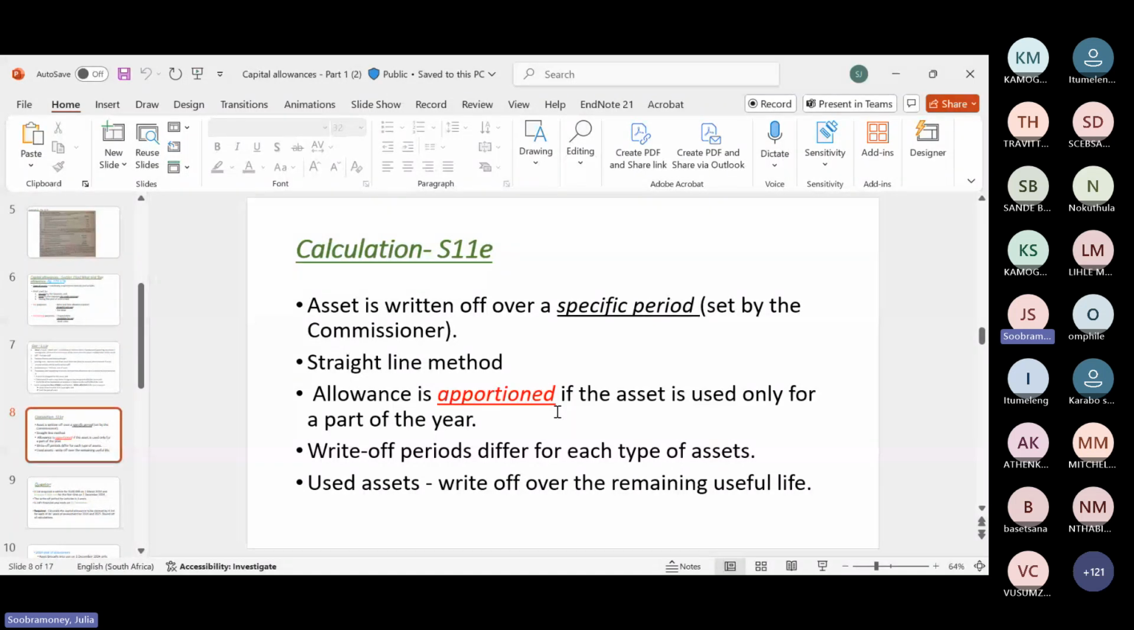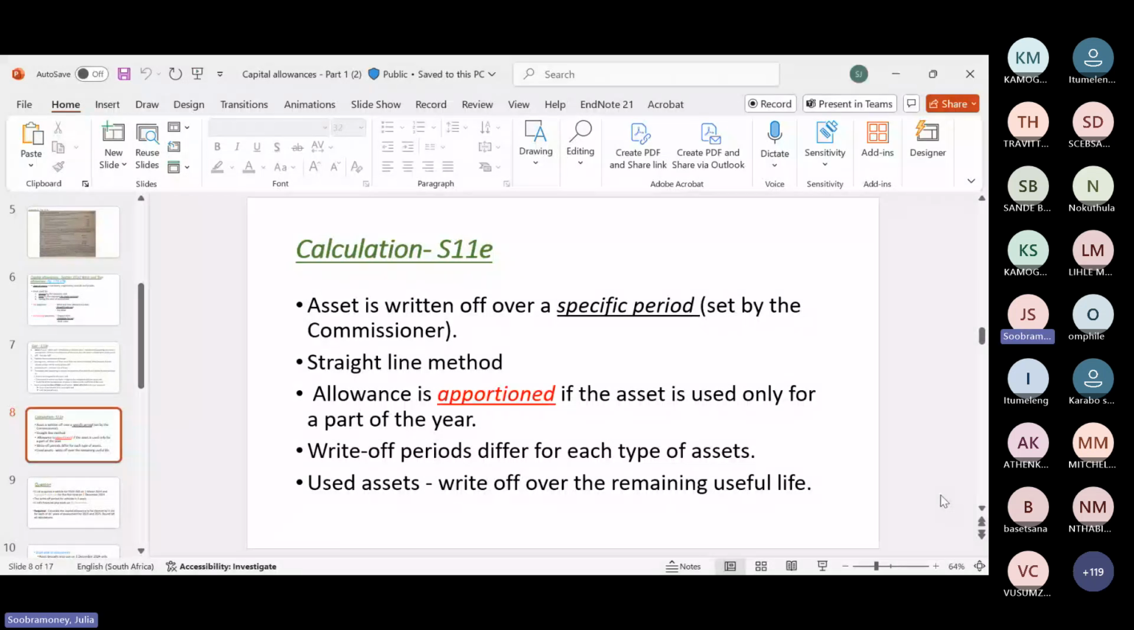What about used assets? Write-off over the remaining life of the asset. This one is an interesting one when it comes to used assets. What do they mean by used assets? It does not mean second-hand assets. I can buy a second-hand asset, I'll still get the full write-off period. But what this means is you owned this asset before, then you sold it. Now you say you bought it again, and now you want to write it off again.